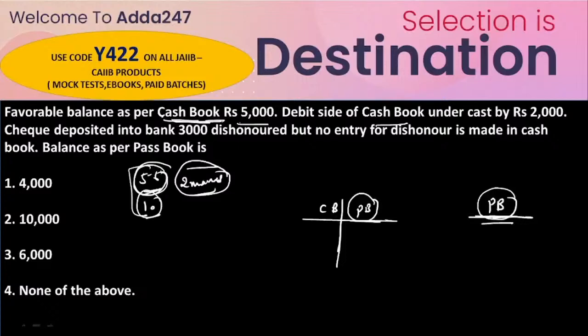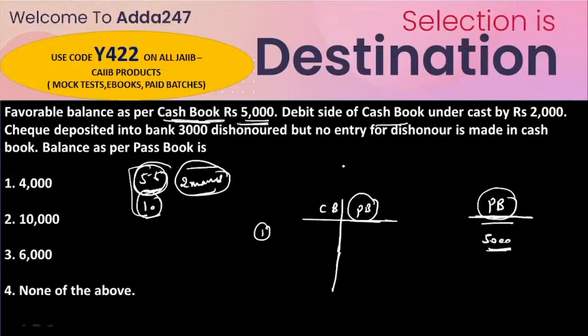Now, the favorable balance as per the cash book given is 5,000 rupees, so just write 5,000 rupees here. There is nothing mentioned about whether this is credit or overdraft, so we are not mentioning any sign here. If it is mentioned as credit or overdraft, then we will write this amount with a negative sign. But here nothing is mentioned, so we write 5,000 and understand it is a debit balance as per the cash book. After that, one by one we will understand every condition given here.